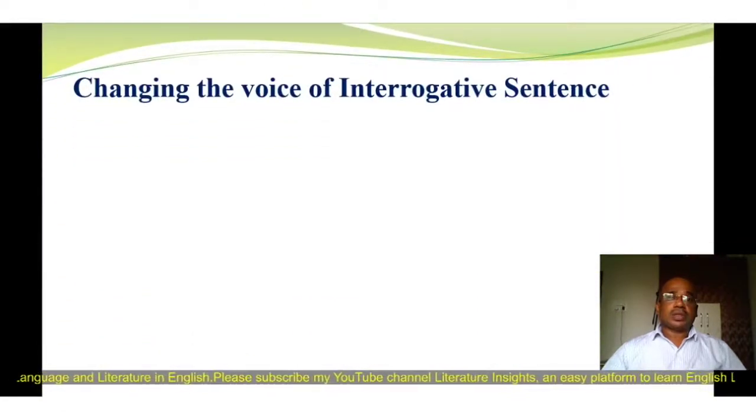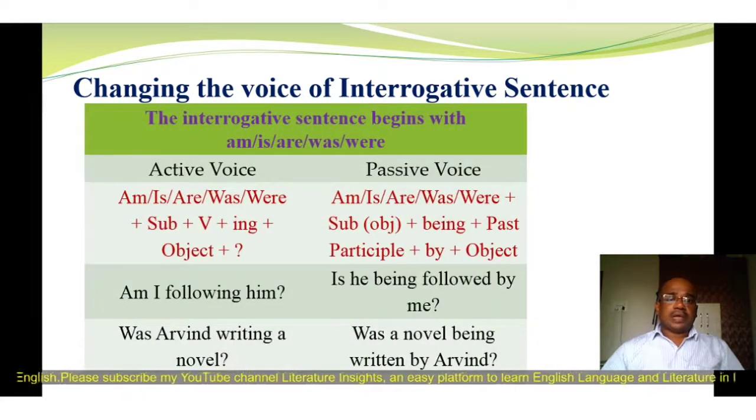Then changing the voice of the interrogative sentence. Now here we can see formulas. The interrogative sentence begins with am, is, are, was, were. These are the to be forms with past participle in present tense and past tense. So here I have given the formula or structure for active voice and passive voice using the interrogative sentence that begins with am, is, are, was and were.